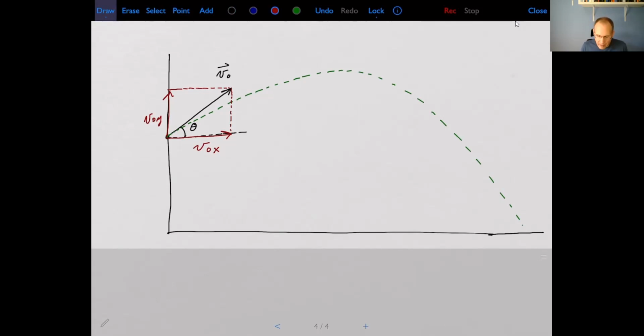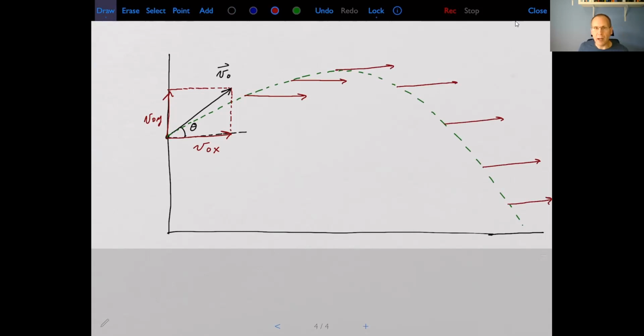So at least in the x direction, if I look at any point on this path, the x velocity is going to be the same. So I'm going to draw it the same length that I drew v naught x. I'm going to make it the same length here. Even at the peak, it'll be the same length. So this is in the x direction. And right before it hits.